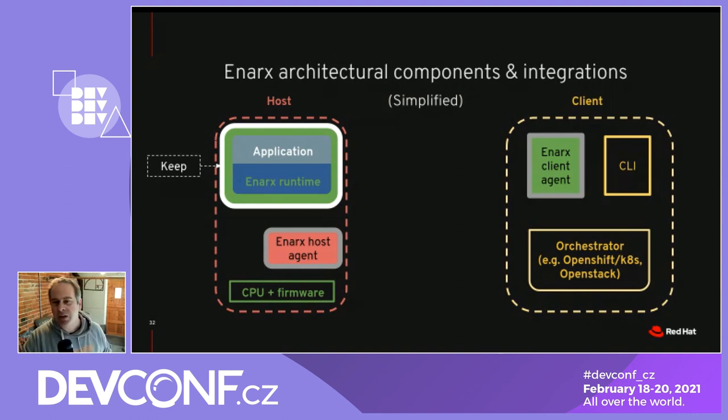On the right, we have the client. So we have something called the Enarx client agent. And that is what is going to be integrated with your CLI or with your orchestrator. And that's what deploys your application over onto the host. The host is untrusted. There's an Enarx host agent, which is actually an untrusted component.